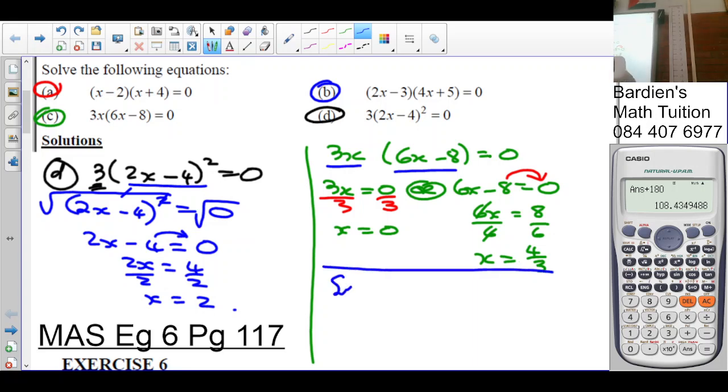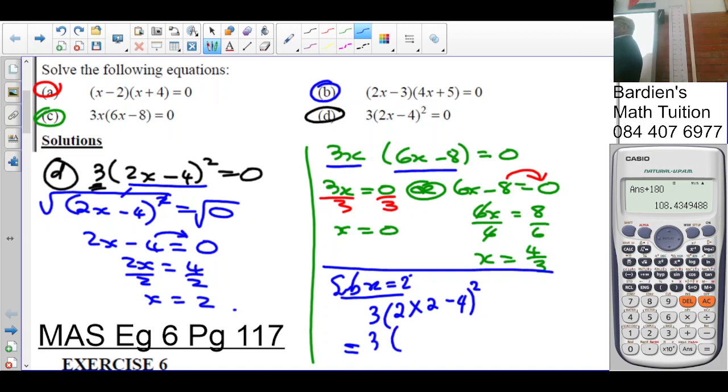And I can test it. Let's substitute x is equal to 2. So you get 3 into 2 times my x value, 2, minus 4 squared. What's 2 times 2? 4. 4 minus 4? 0. Can you see that? 0 squared is 0. 3 times 0 is 0. Do you see that?